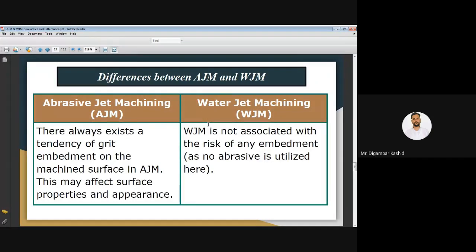In case of water jet machining, it is not associated with any risk of embedment, because there is no abrasive in water jet machining.